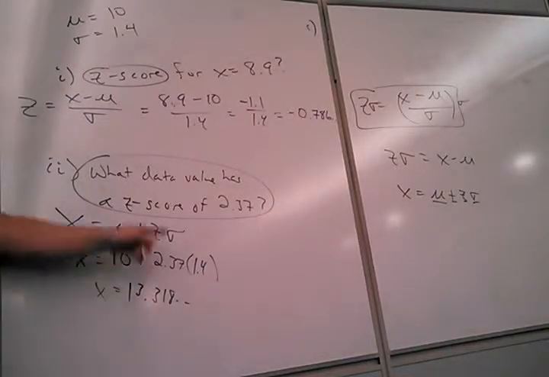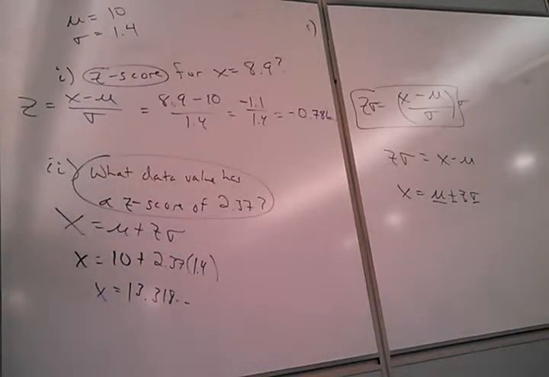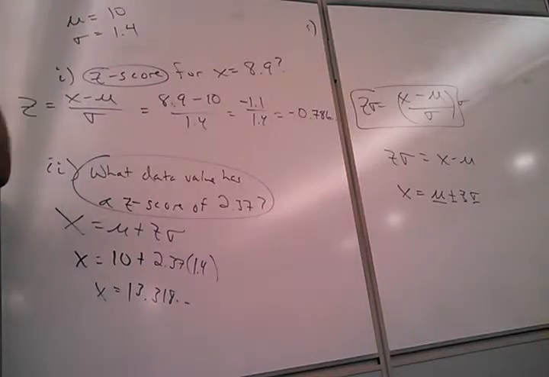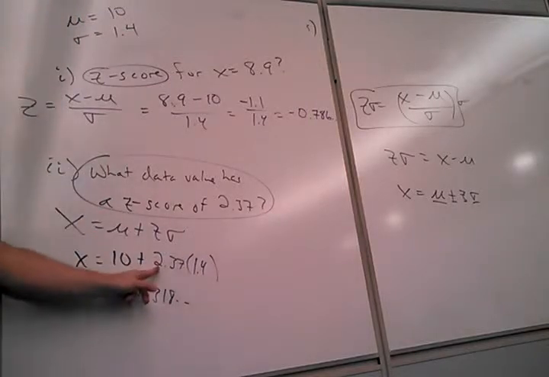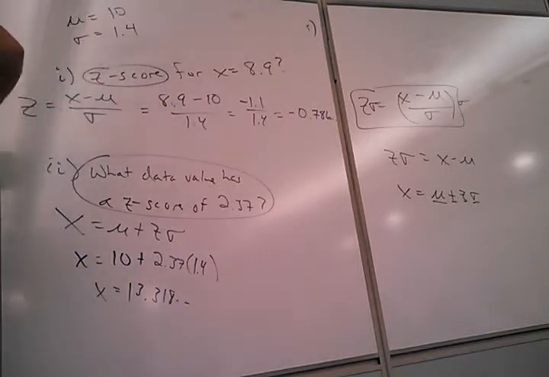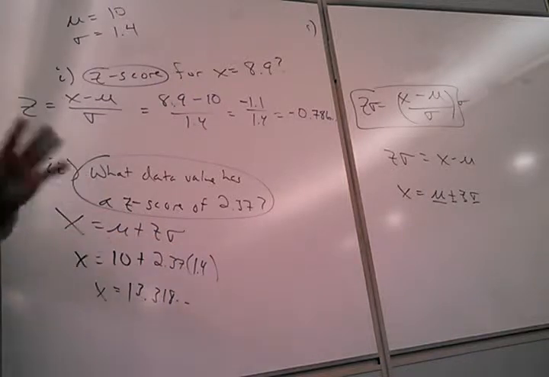So why does this make sense? The mean was 10. The z-score is positive, so I knew that my answer should be above the mean, not less than 10 but more than 10. And it's more than 2 steps. 2 steps would be 2.8 above, which would be 12.8. It should be more than 12.8. So that answer jives. 13.318 makes sense.